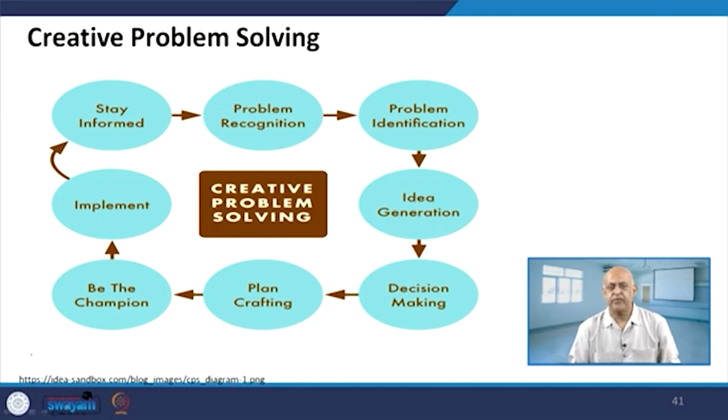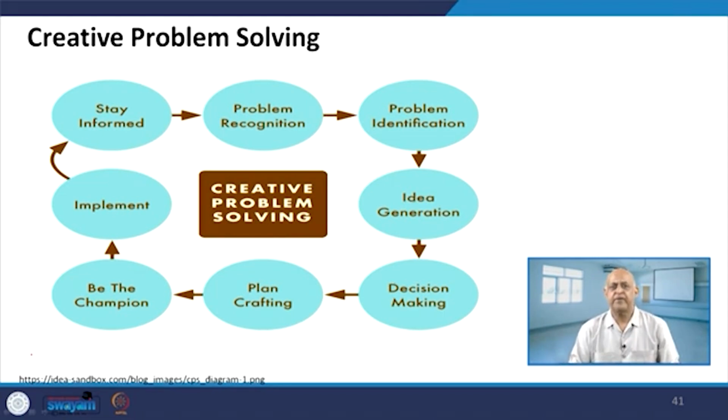Once that is the full information the person will have, he will be able to recognize that there is some problem, and on the basis of that first acceptance that there is a problem, problem identification will be there. So, unless and until one agrees that there is a problem, problem identification will not be there, right.